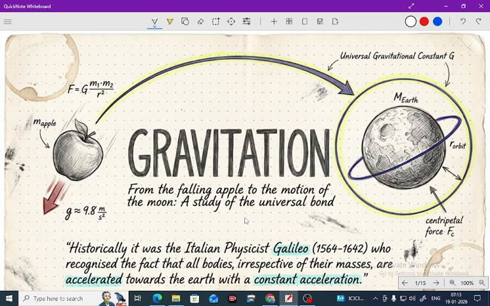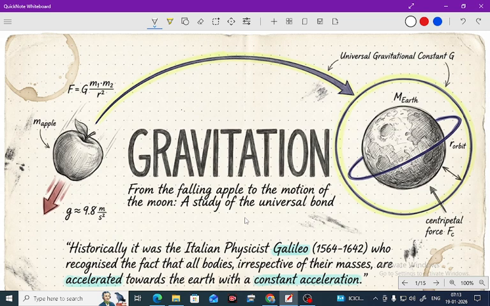From the falling apple to the motion of the moon, a study of the universal bond. You see the universal gravitational constant, capital G. This is the mass, this is the orbit, the centrifugal force Fc. This is the taken mass of the apple.